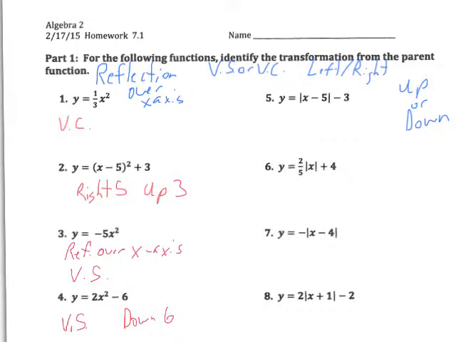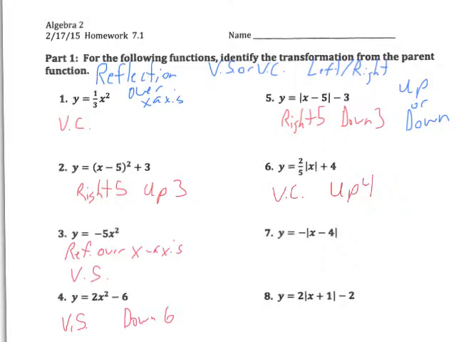Number 5, the -3 makes it go down 3, and the -5 in there makes it go right 5. Number 6, the 2/5 in front, since that's a fraction between 0 and 1, we call that a vertical compression. You can think of that number as being like it slows it down. And then the +4 means it is up 4.